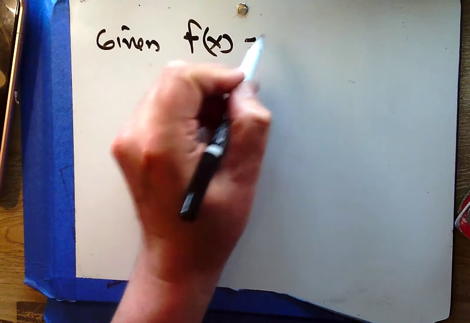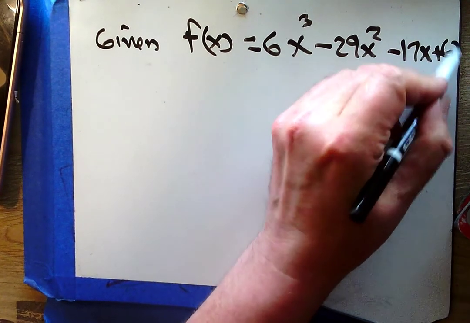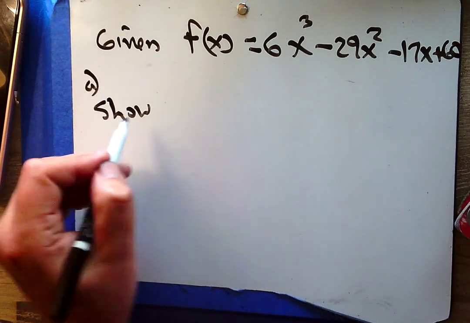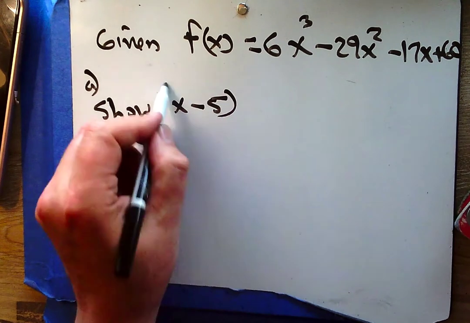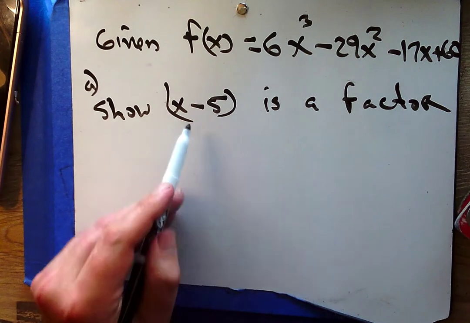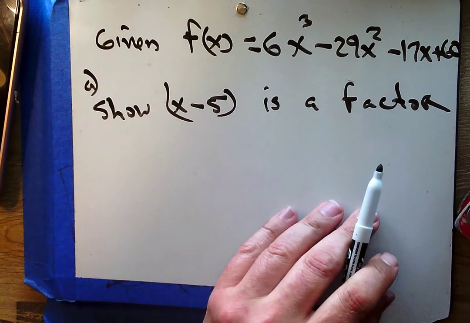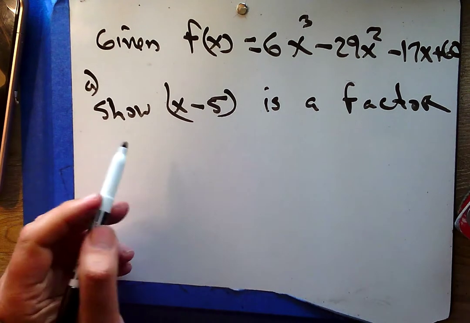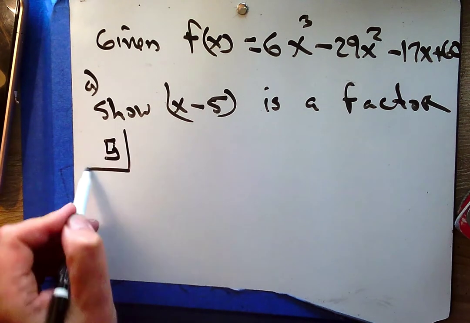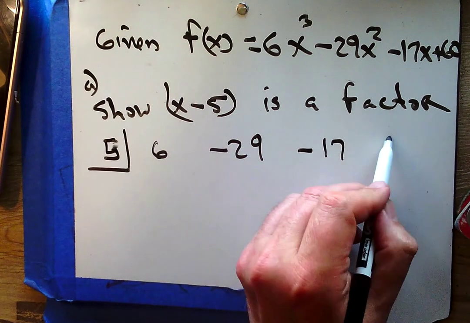Okay, given f of x equals 6x to the third minus 29x squared minus 17x plus 60, show, this comes in parts, show that x minus 5 is a factor. Okay? How do I show that this is a factor of this cubic polynomial? Well, give it a try. Come back when you're ready. Yes, you could use long division. I, though, am a big fan of synthetic because I'm wicked lazy and don't want to spend any more time doing this stuff than I have to.